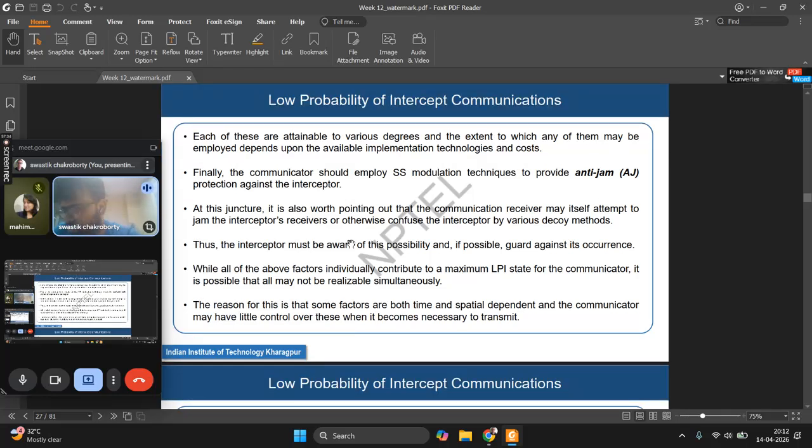At this juncture, it is also worth pointing out that a communicator may itself attempt to jam the interceptor's receivers, or otherwise confuse the interceptor by various decoy methods. So not only will it evade the interceptor, here a game is going on. You have to evade the interceptor, you have to employ anti-jamming to overcome the jamming of the interceptor, and finally you also have to employ your own tactics to jam the interceptor.